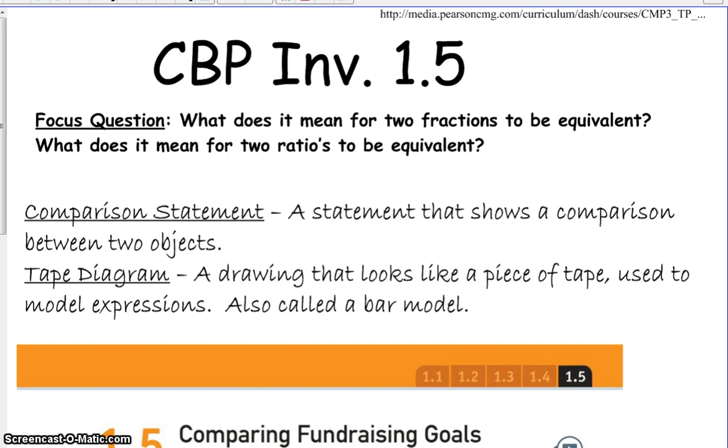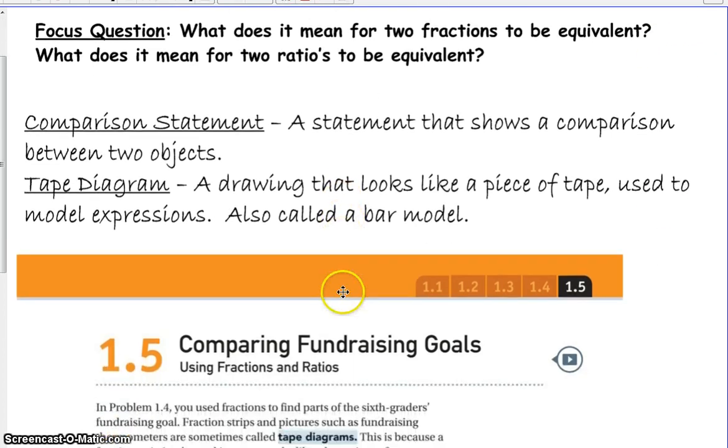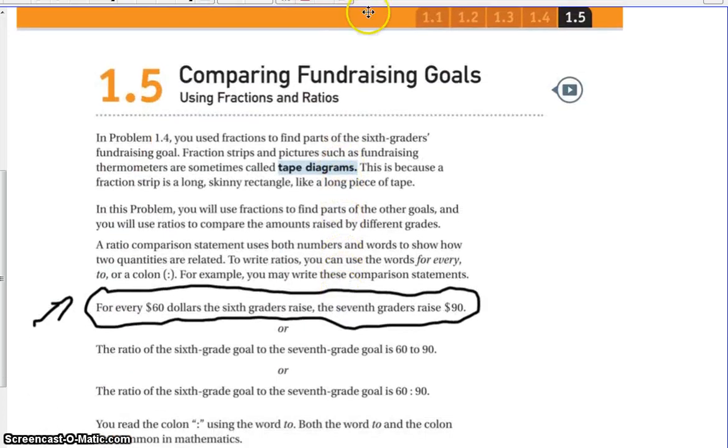So real quickly, we're going to go over a couple of vocabulary words. One term is comparison statement, which is a statement that shows a comparison between two objects. It's that simple. And then we have a tape diagram, which is a drawing that looks like a piece of tape used to model expressions. It's also called a bar model. And these are going to look kind of like the thermometers that we've been talking about as far as the fundraising goals.